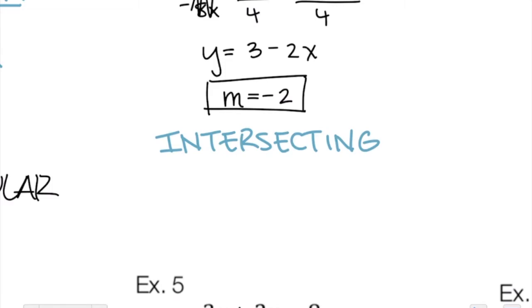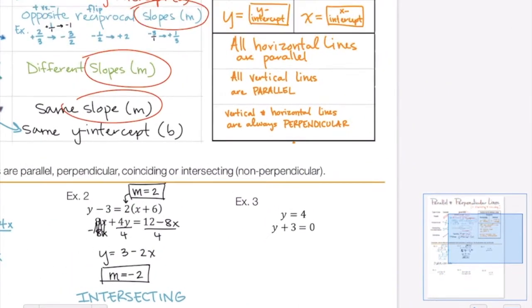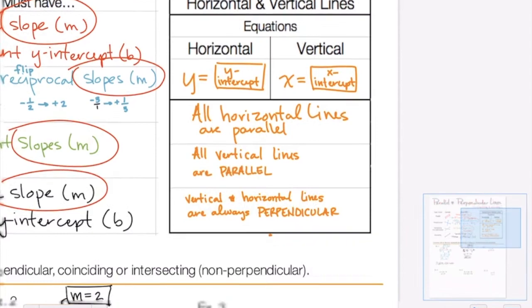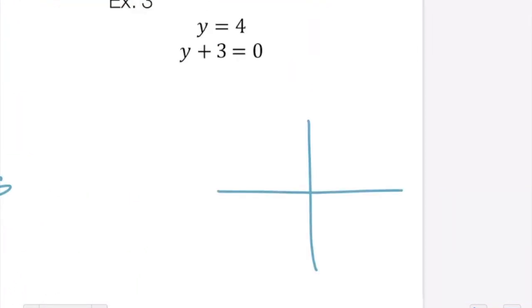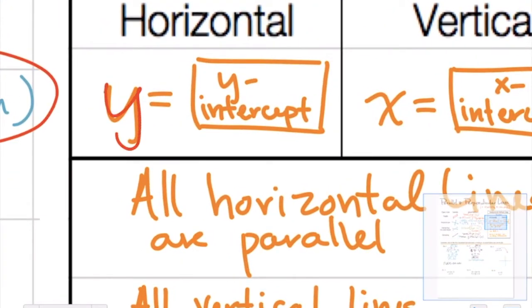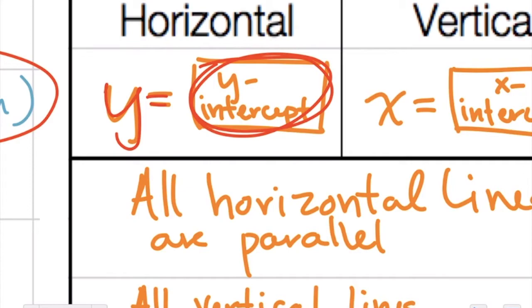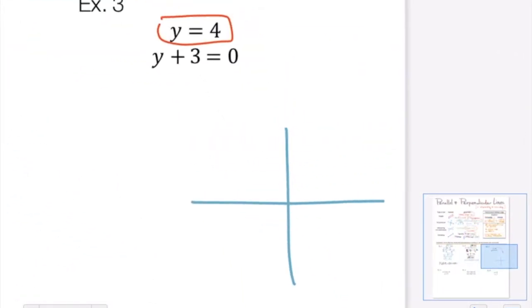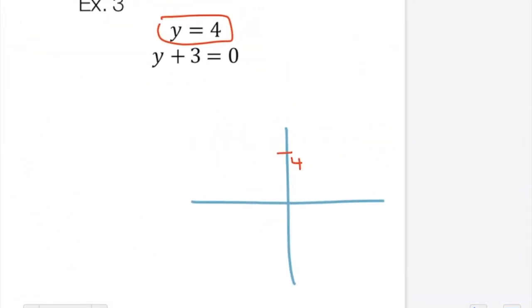Okay, so example 3 is going to go along with our table above about horizontal and vertical lines. If I were to graph y is equal to 4, remember, for horizontal lines, it's y is equal to, and then the number you see is the y-intercept for the line. So if our y-intercept is at 4, then the equation y equals 4 would look like this.